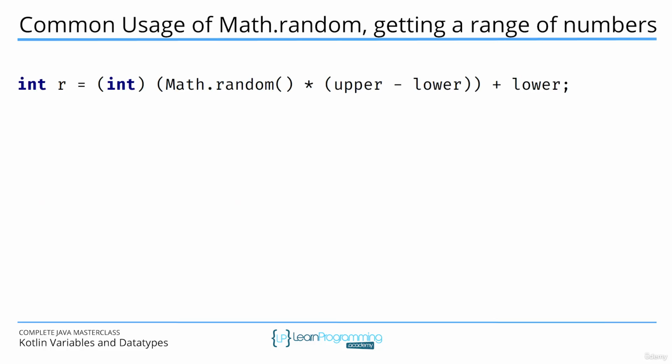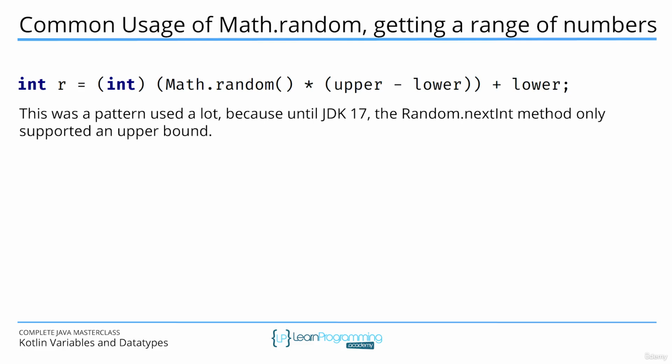This slide is a representation of the code I just walked through. The lower bound was 1 and upper is the exclusive bound, and in our case it was implied to be 11. This was a pattern used a lot because until JDK 17, the random.nextInt method only supported an upper bound. The lower bound was always assumed to be 0. In addition, when you use random, you have to use an instance of it either in place or using a variable set up previously. I've shown you examples of using random either as a variable instantiated in place in the expression or using a static final field on a class.